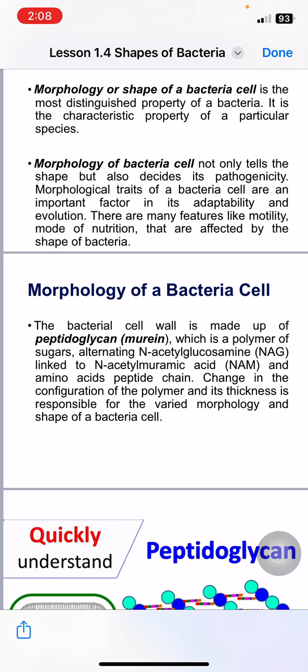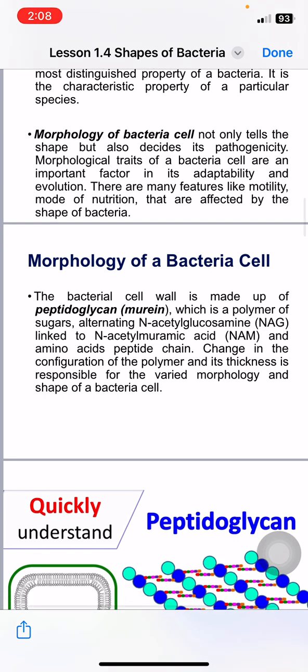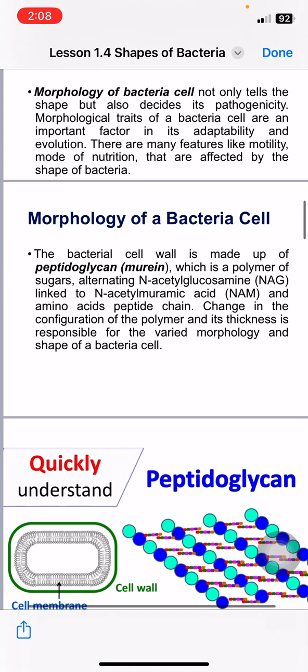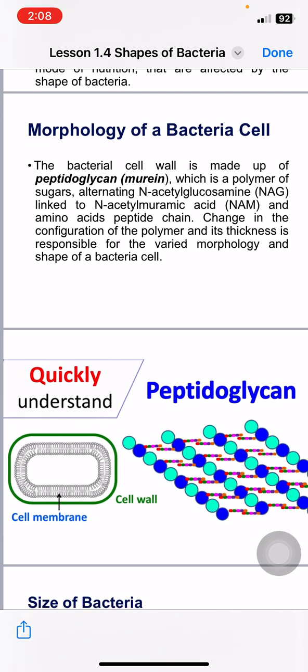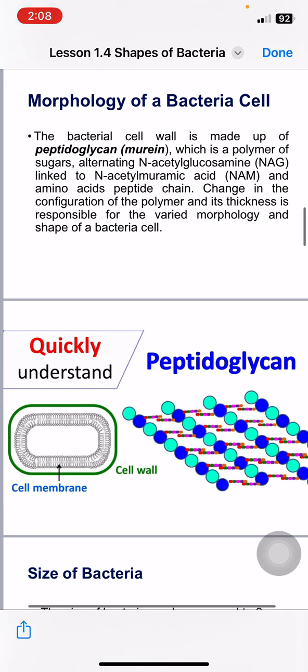There are many features like motility and mode of nutrition that are affected by the shape of bacteria. So meaning to say, in the morphology or in the shape of bacterial cell, we cannot say that we will just be focusing on the shape itself, but we will also be focusing on how motile the bacteria is. When we say motile, how does the bacteria move, or what particular movement occurs. Then we also have, included in the morphology of the cell, the peptidoglycan.